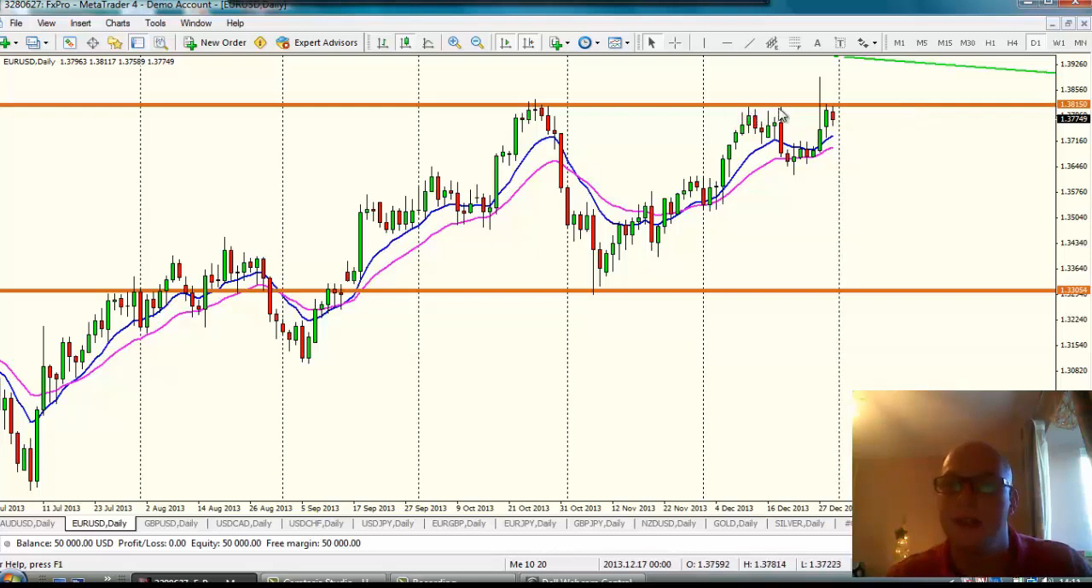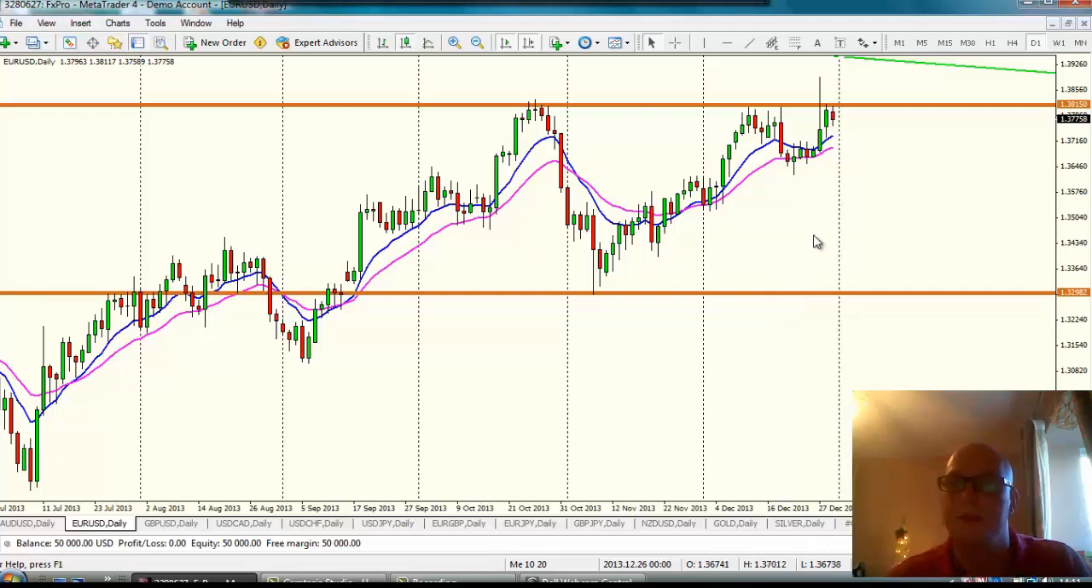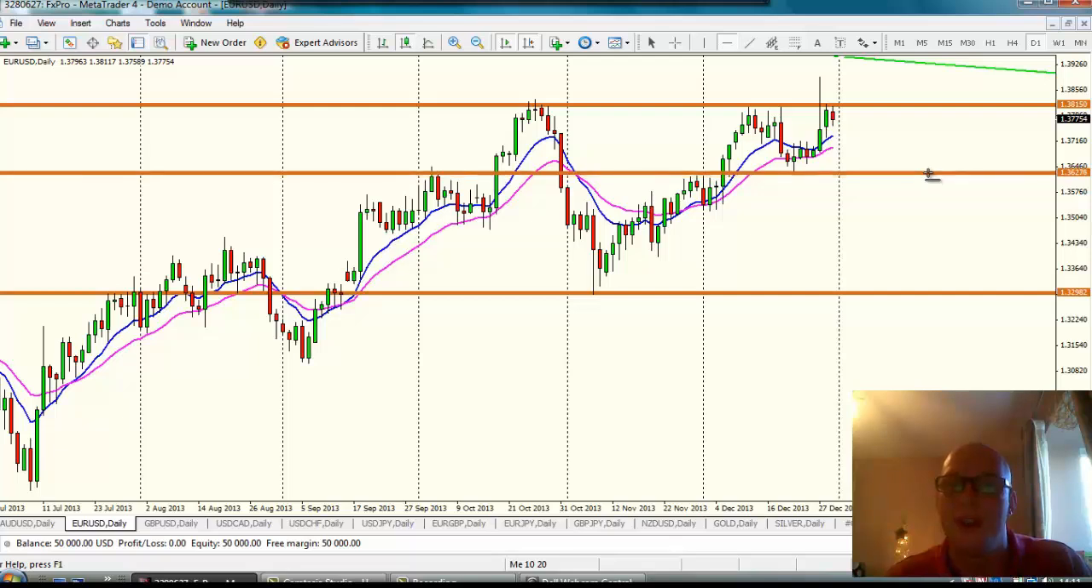As you can see, we've had 1, 2, 3, 4, 5, 6 touches to that level, which basically tells me that level is quite significant. Adjust the support level. Then I'm looking to draw some key levels of support and resistance on the daily time frame.